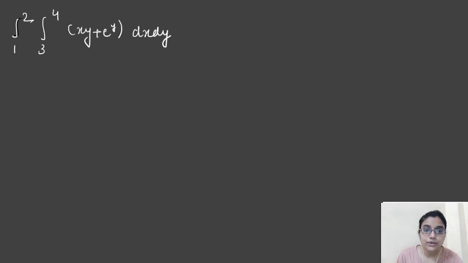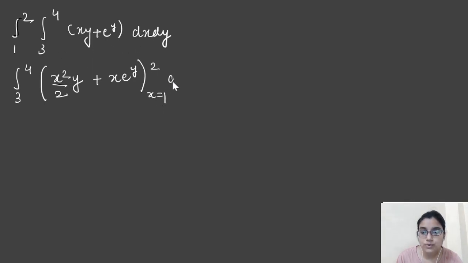As all of you can see, the limits of both the variables are in terms of real numbers, and I cannot express this function explicitly as a function of x times a function of y. So I'll integrate either with respect to x or with respect to y, treating the other variable as a constant. So let's get started. I'll integrate first with respect to x, treating y as a constant. I'll get x square by 2 times y plus x e raised to the power y, because I am dealing with y as a constant. Now I'll apply the limit of x from 1 to 2, and this is dy.